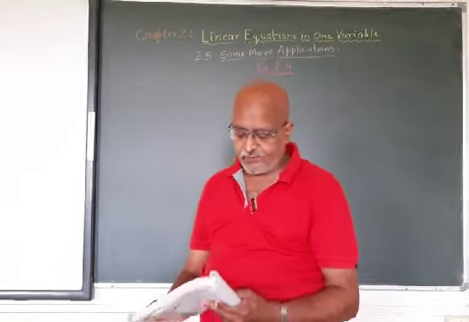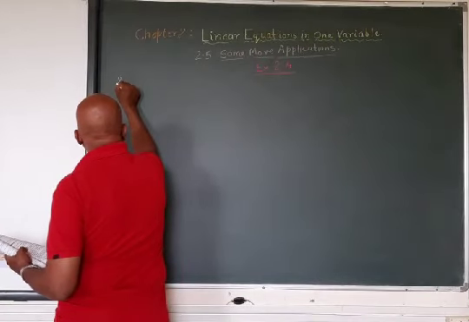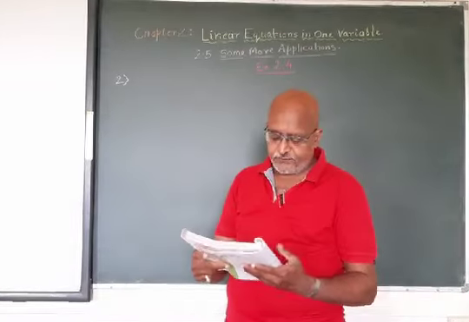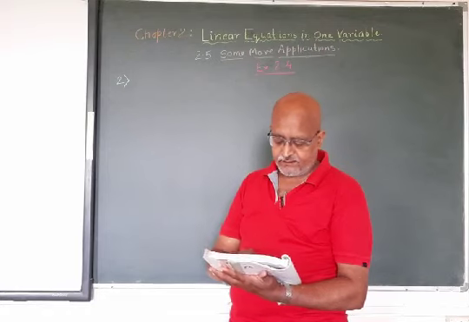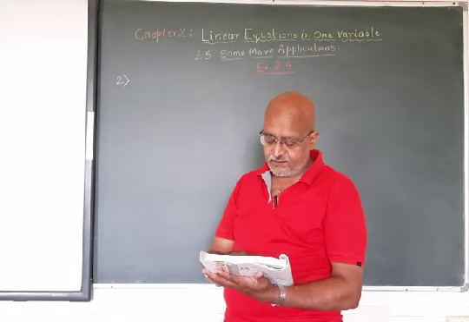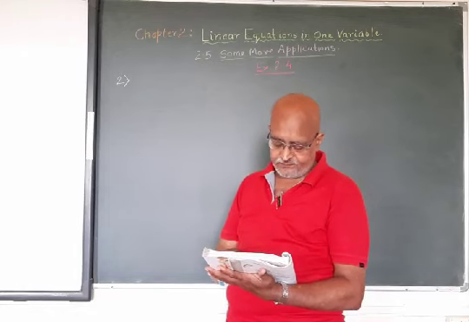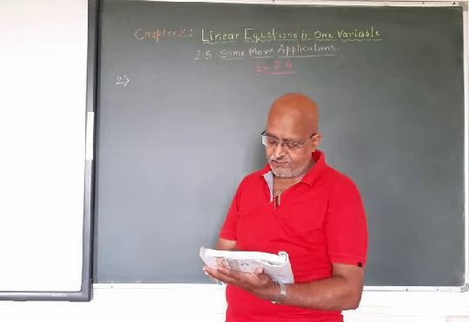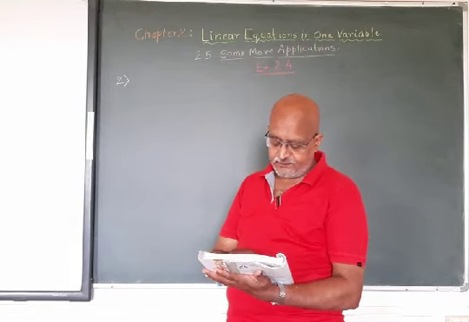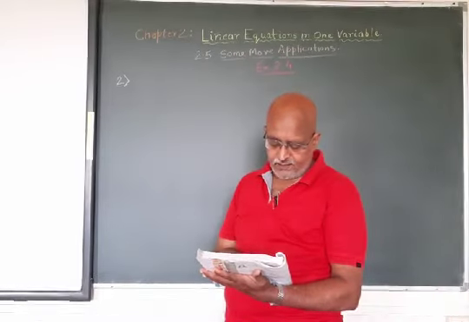Let's take the second example. A positive number is 5 times another number. Remember, the positive number is 5 times the other number. If 21 is added to both the numbers, then one of the new numbers becomes twice the other number. What are the numbers?